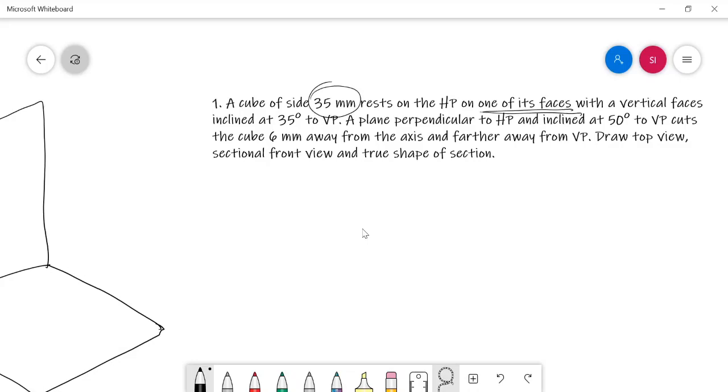So out of the 6 faces, the solid is going to rest on HP by one of its faces, and in the meantime one vertical face is inclined at 35 degree to VP. When a cube rests on HP by one of its faces, how many vertical faces can you find in this? 4 vertical faces you can find in this. So out of the 4 vertical faces, one vertical face is inclined at 35 degree to VP.